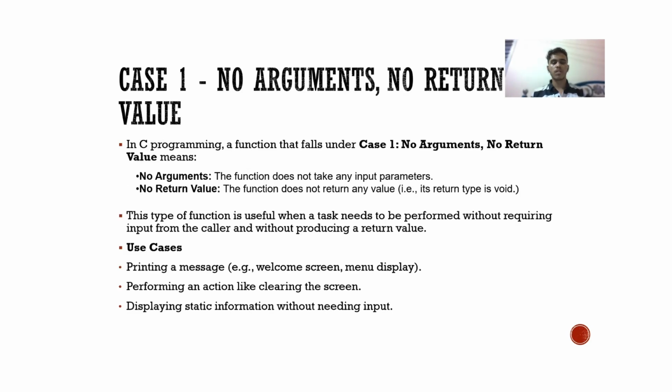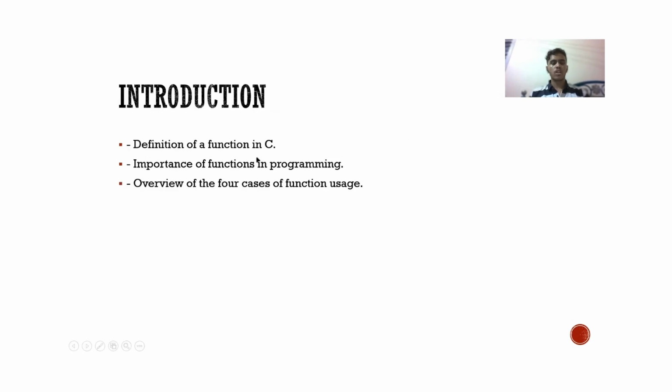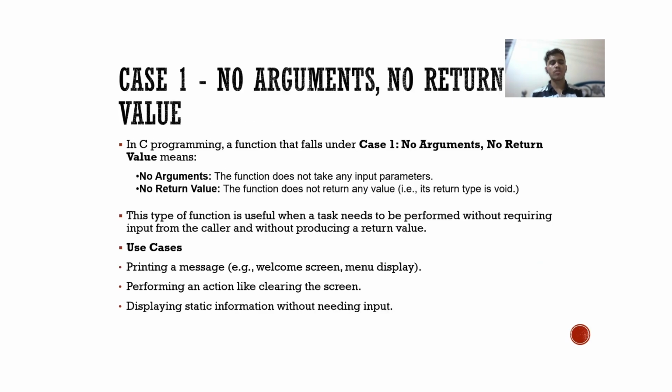Case 1. There are four cases in functions. The first case is no arguments, no return values. In C programming, a function that falls under case 1, no argument, no return value, means the function does not take any input parameters.